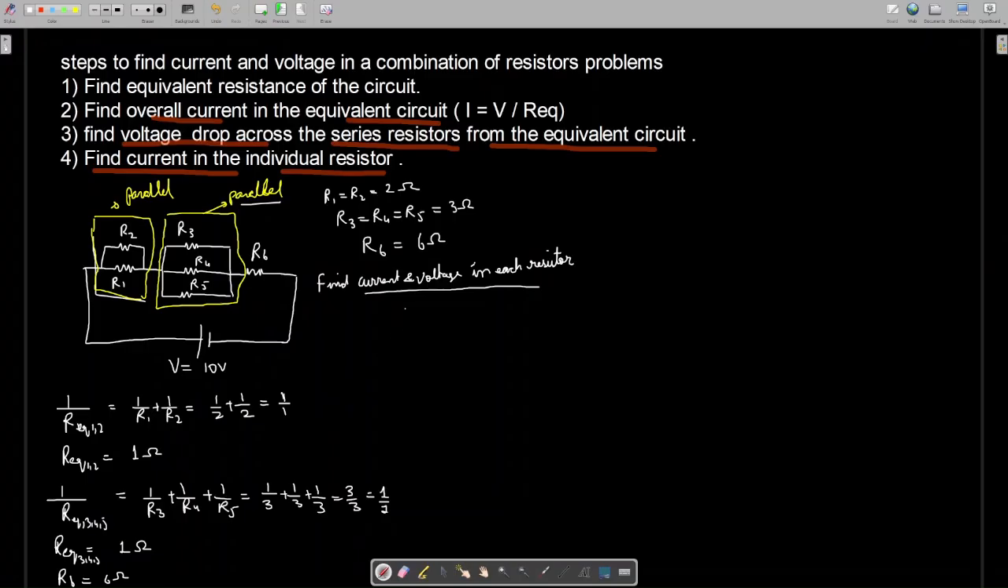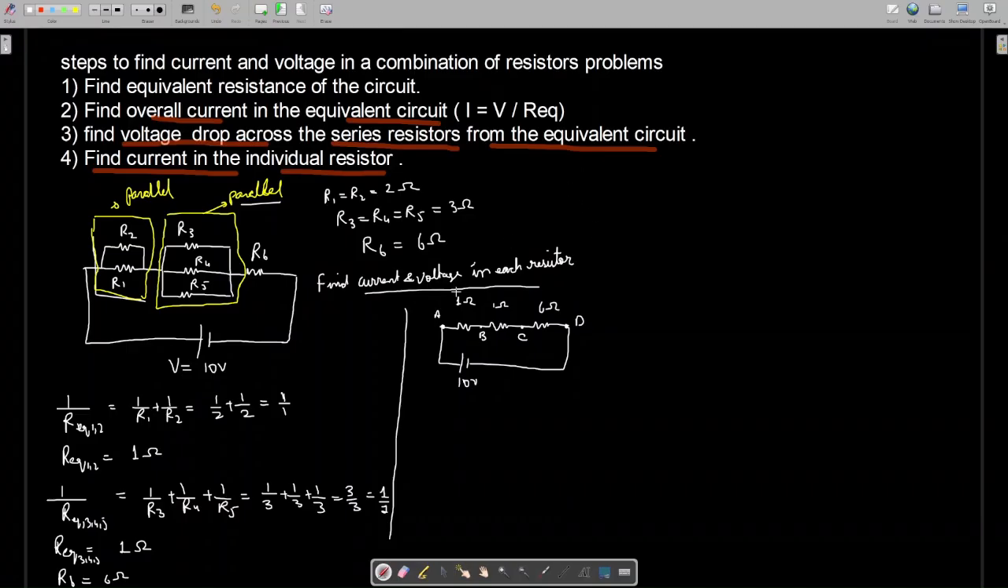Now this circuit will be reduced to this. So we have here 1 ohm. This one will be equal to 1 ohm. This one will be equal to 1 ohm. And this is 6 ohm. Let's give the nodes a name: A, B, C, and this is D.